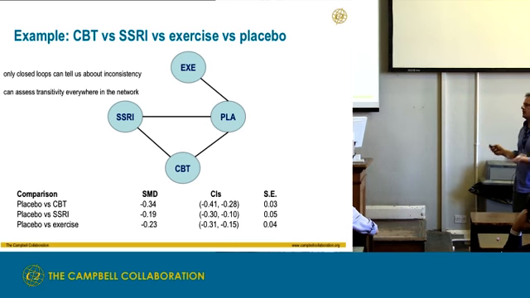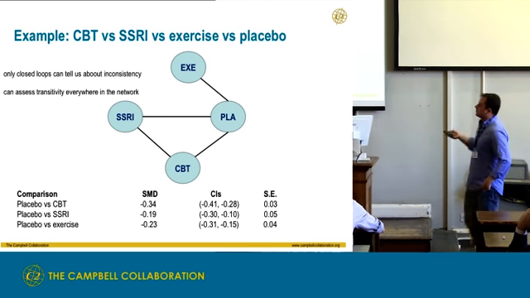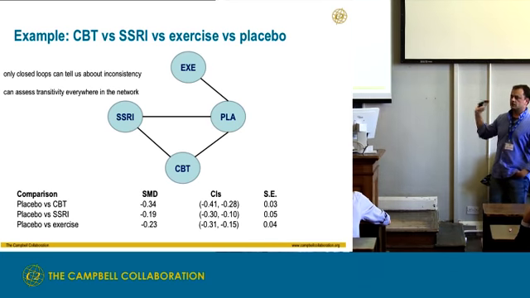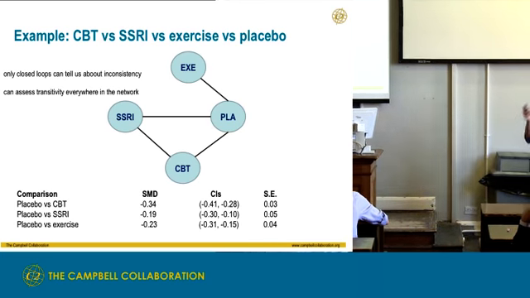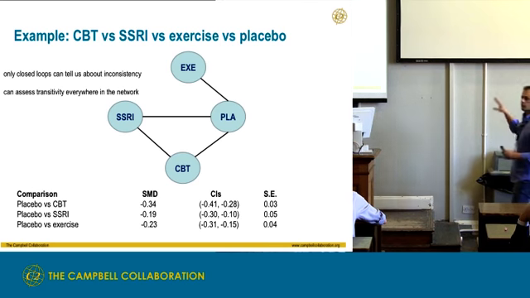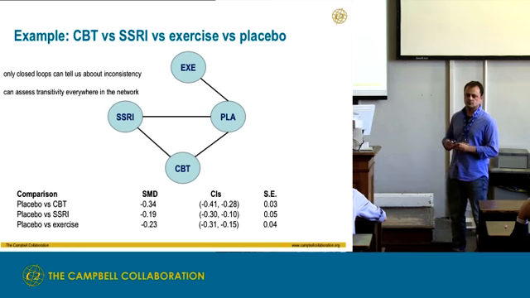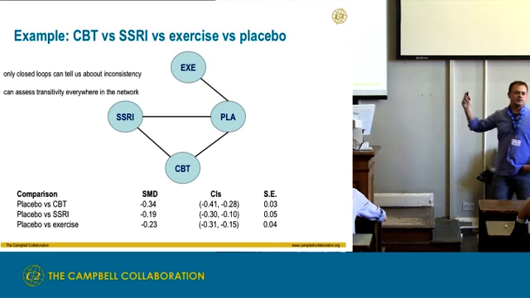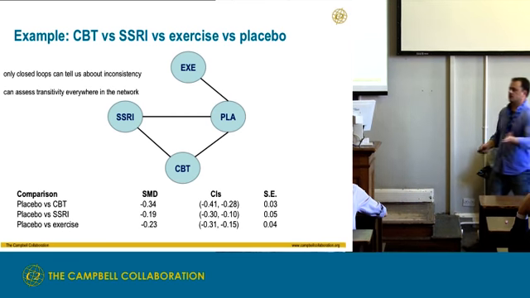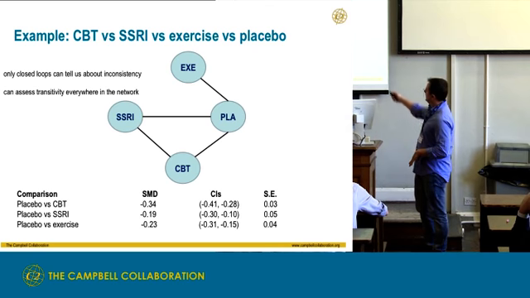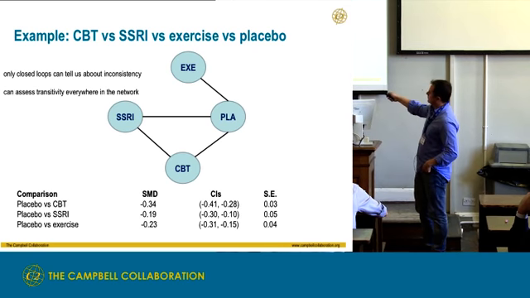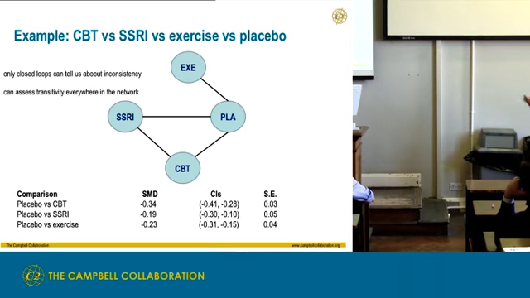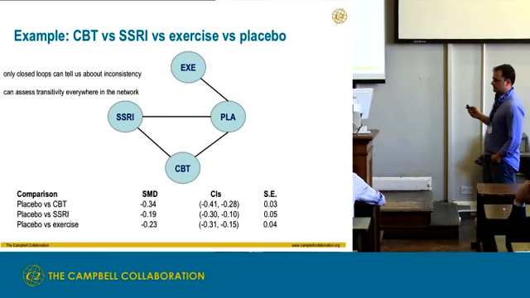Can I explore transitivity in exercise versus placebo? Consistency refers to closed loops, but for transitivity, I just want to see if the distribution of effect modifiers is the same across comparisons. So I can get the exercise versus placebo comparison and see if I believe that age is an effect modifier, see if the distribution of age is the same in that comparison, in that, and so on. So I can explore transitivity everywhere and consistency only in closed loops.